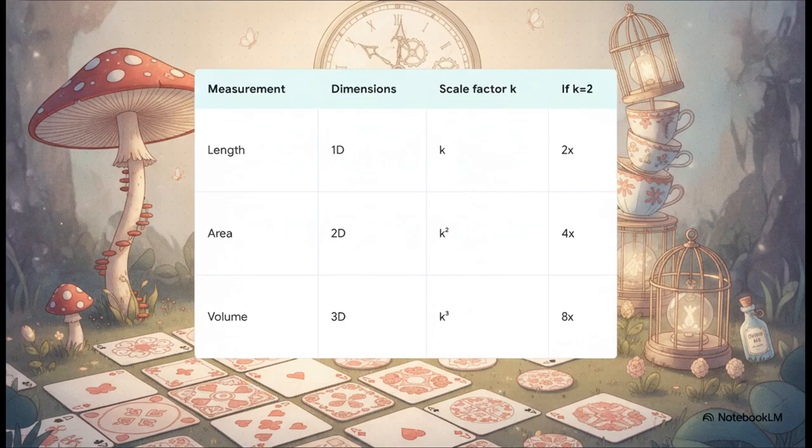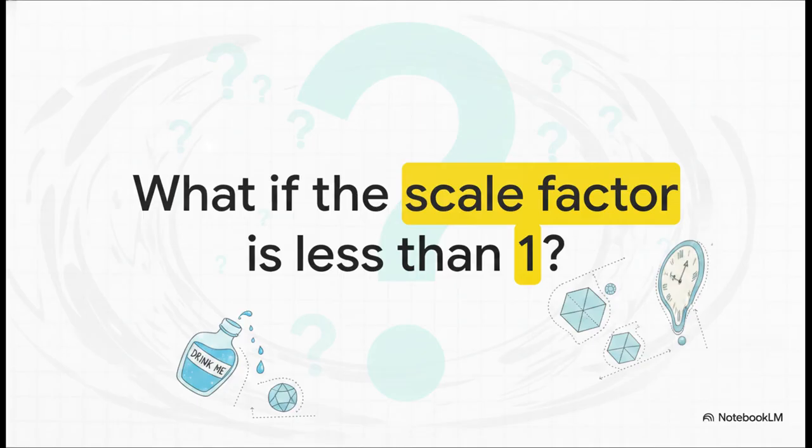To sum up our whole journey, if you have a scale factor of k, length scales by k. Area, operating in 2 dimensions, scales by k squared, and volume, operating in 3 dimensions, scales by k cubed. A seemingly tiny change in linear length creates a much larger proportional change in surface area and an absolutely explosive change in volume. I want to conclude by leaving you with a really provocative thought to chew on.